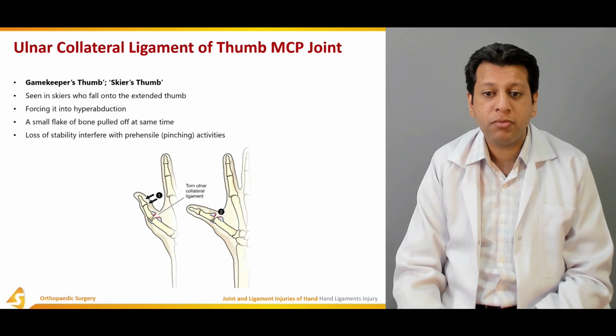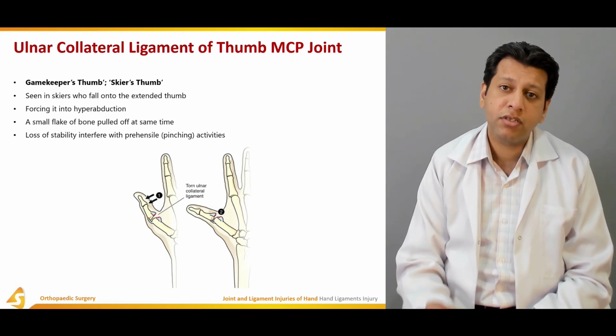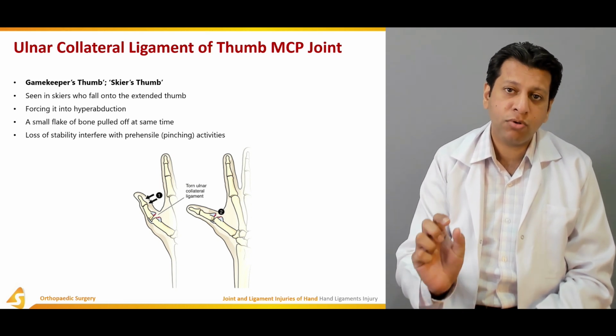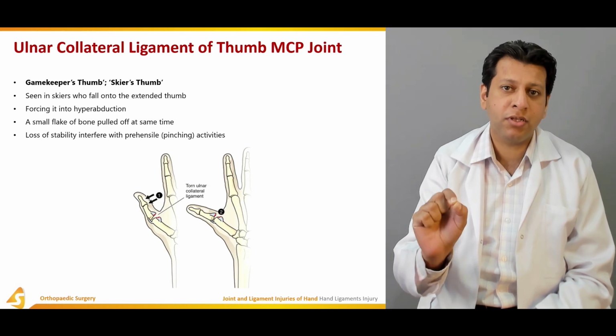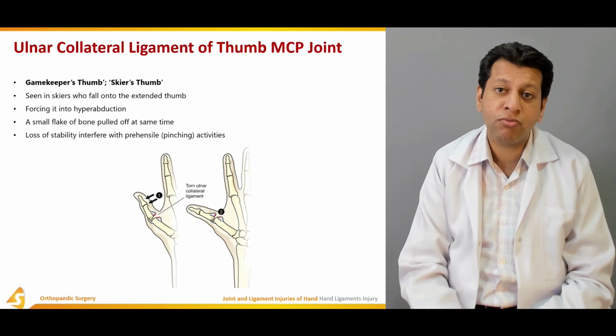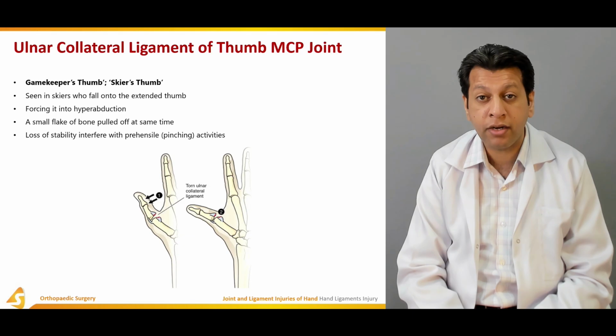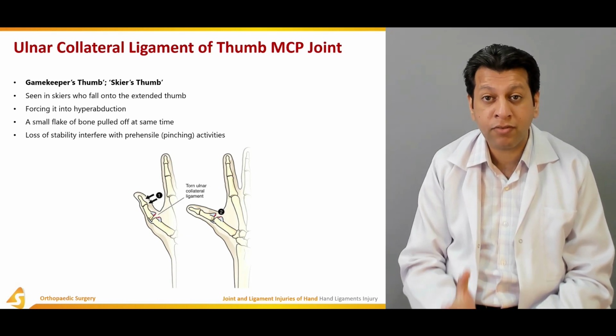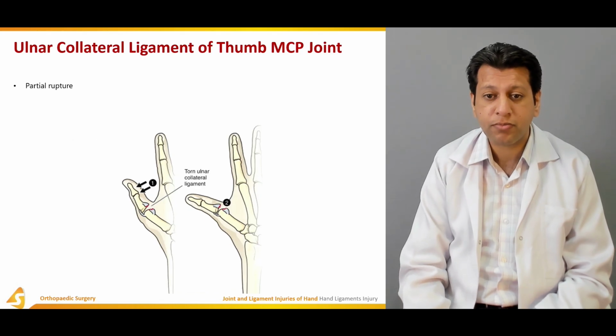There is a loss of stability which interferes with pre-incisal pinching activities. If the metacarpophalangeal joint becomes unstable, as I told you, the first and foremost problem would be the pinch. Pinch is one of the very important functions of the hand, and if that gets affected, the hand function can be severely compromised as well.